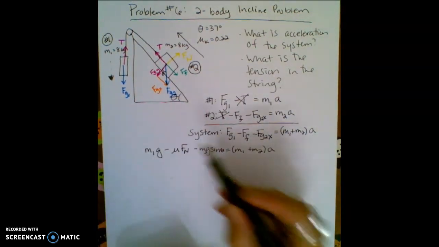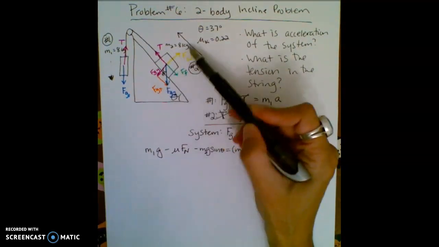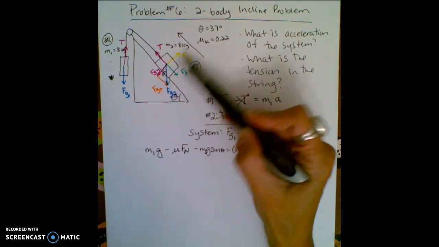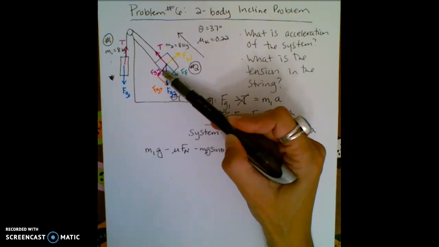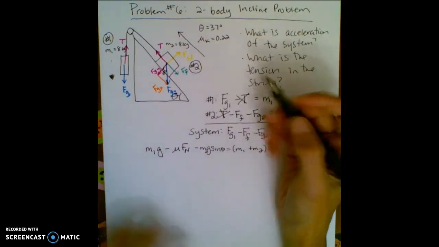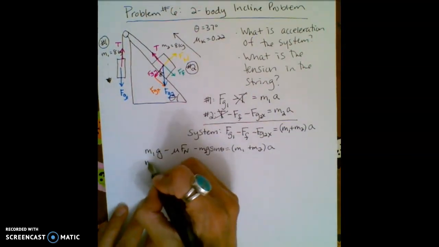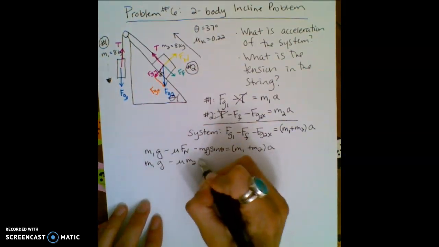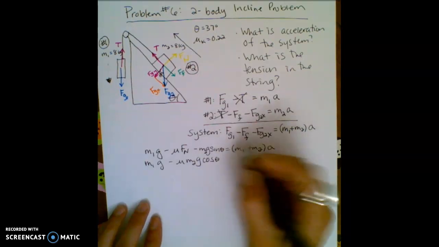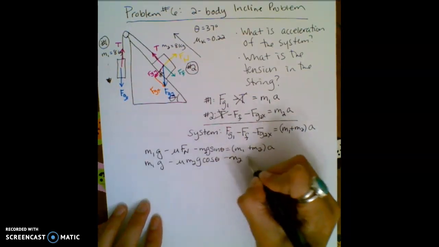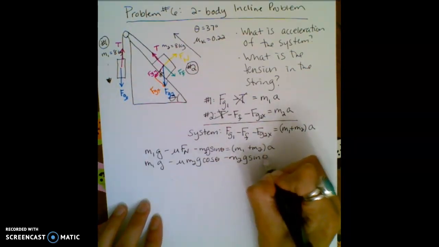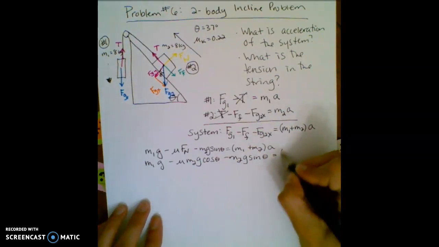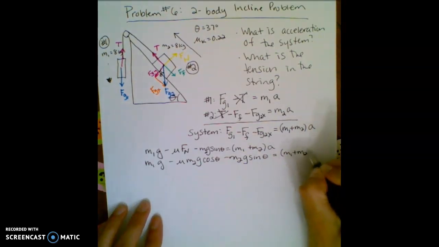What is Fn equal to in this case? Well, I don't have any other forces perpendicular to the incline, so it's equal to Fgy, which is mg cos theta. So my equation now is m1g minus mu m2g cos theta minus m2g sine theta is equal to (m1 plus m2) a.